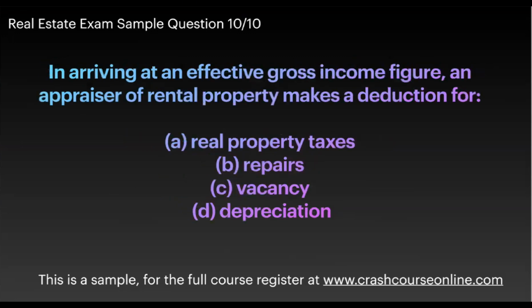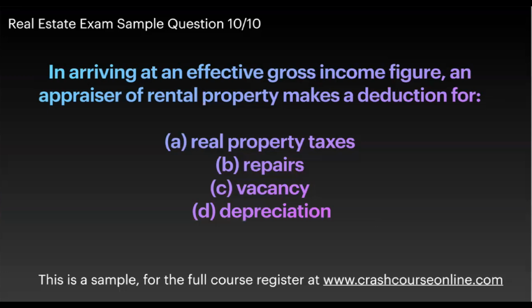Question 10 says, in arriving at effective gross income, an appraiser of rental property makes a deduction for what? So it's important to know that there's kind of 3 levels when you analyze an investment income piece of real estate. We're going to start at the top with potential gross income. Potential gross income is the maximum theoretical income that the property could produce. So if we were 100% full and everyone's paying on time and everyone's paying the maximum theoretical rent, that's potential gross income. That's never possible, right?